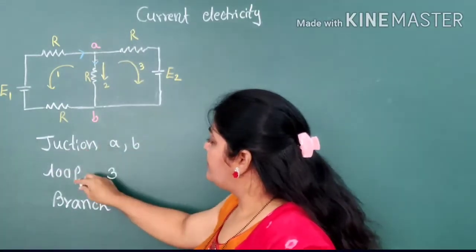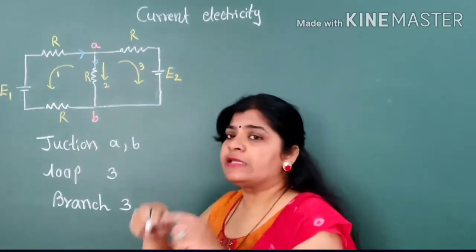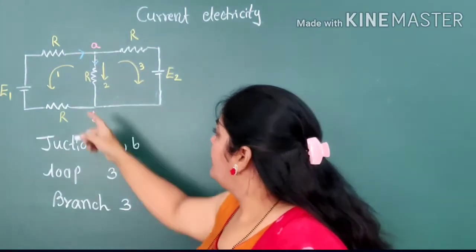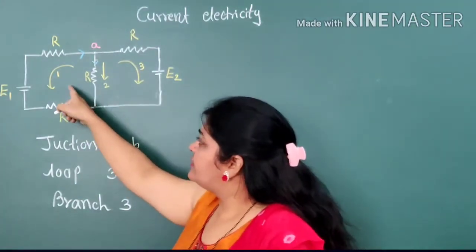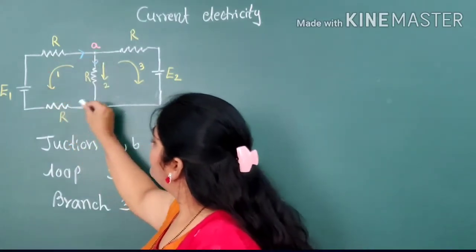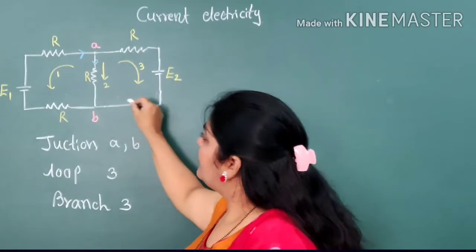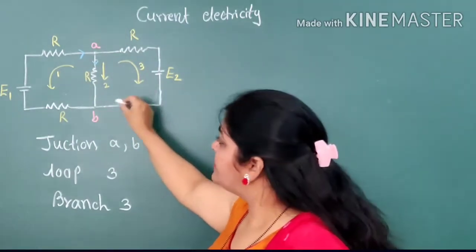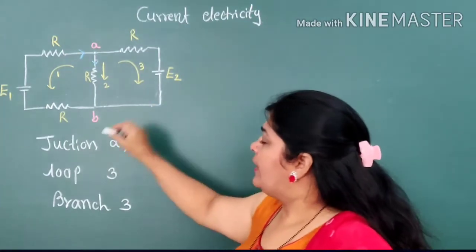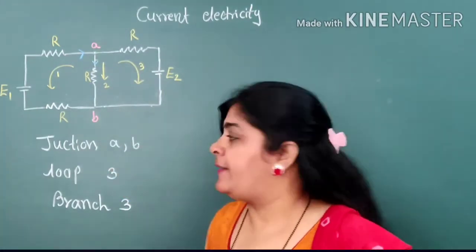And what is meant by the loop? A loop is a complete circuit connected in an electrical network. The diagram shows that there are three loops. This one complete circuit is one loop. This again completes a circuit, the second loop. After that, this is used as the third loop. Like that, the diagram shows three loops.